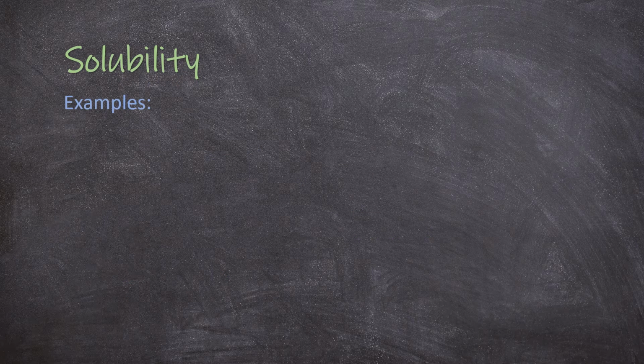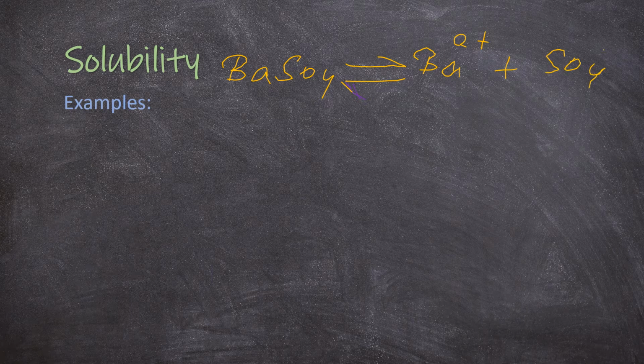Suppose, let's take barium sulfate. Barium sulfate as Ba2+ plus SO4 2-. Don't forget to write aqueous for the ions, and solid for the barium sulfate.